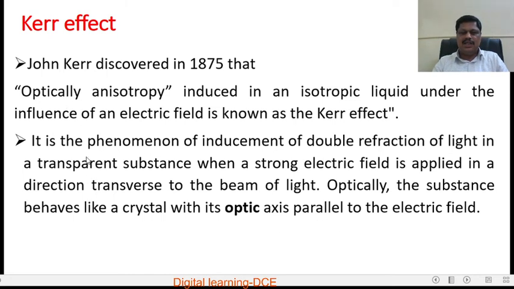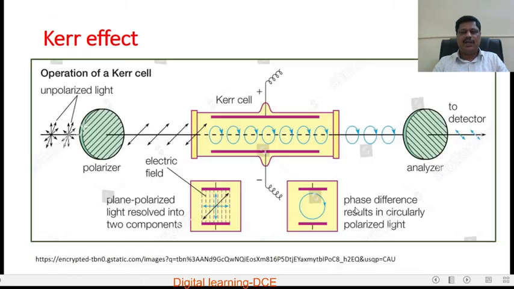So the Kerr effect is the phenomenon of inducement of double refraction of light. That means a single refracted ray splits up into two refracted rays. One ray is called the ordinary ray and the other is called the extraordinary ray. That is called inducement of double refraction of light in a transparent substance like glass. When a strong electric field is applied in a direction transverse to the beam of light, optically the substance behaves like a crystal with its optic axis parallel to the electric field. This is called the Kerr effect.